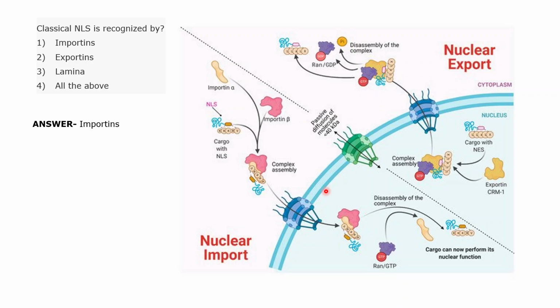So this nuclear localization signal is not for both exporting as well as importing, it is only for importing. But in case of exporting, the nuclear export signal is present. So signal sequence or amino acid sequence changes are there, and that is what determines whether the cargo should be exported out or imported into the nucleus. So the answer to this question is that the classical NLS, or nuclear localization signal, is recognized by importin.